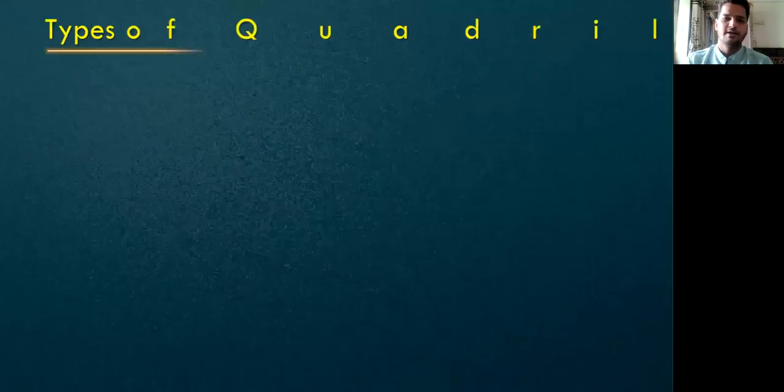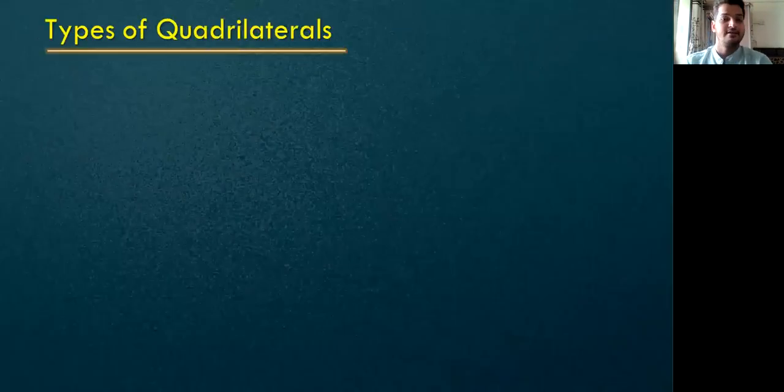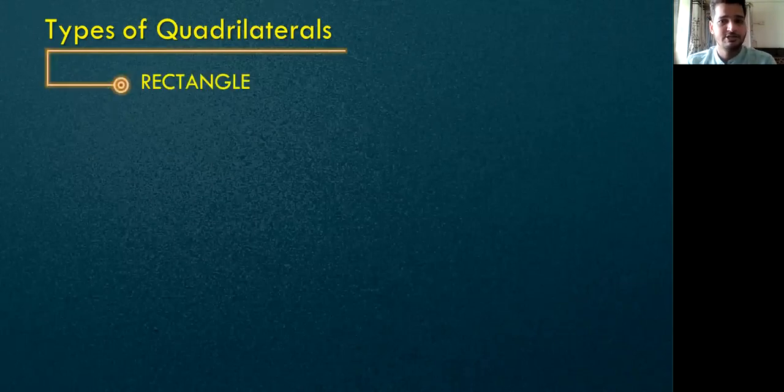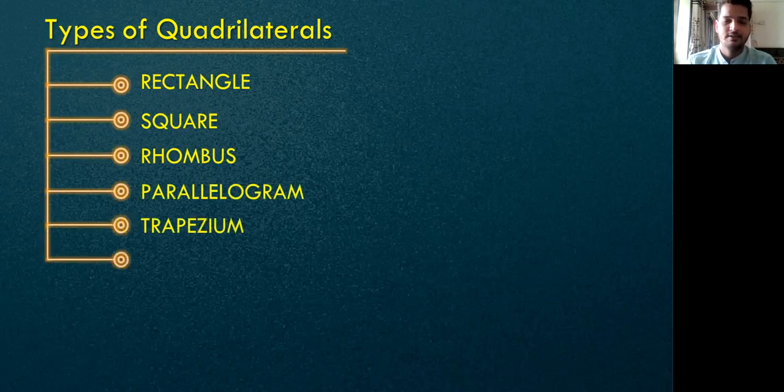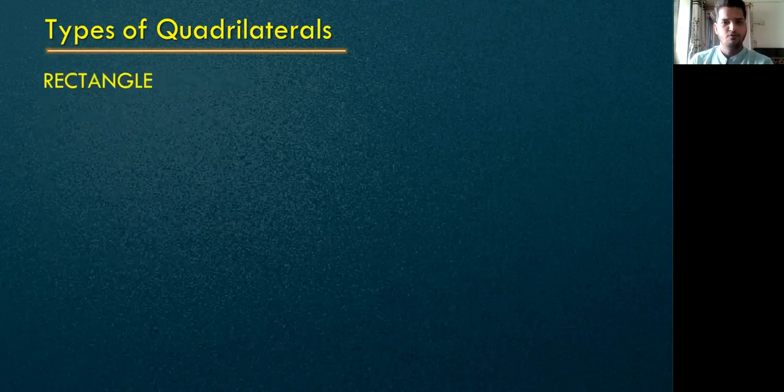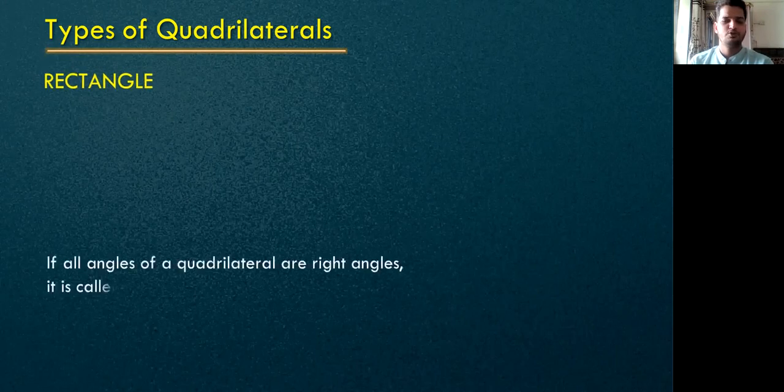Now let us move ahead with the next concept, very interesting, that is the types of quadrilateral. There are basically 6 types: rectangle, square, rhombus, parallelogram, trapezium, and a kite. These 6 are types of quadrilateral. So we are going to focus on the word rectangle first. Now, which quadrilateral can be called a rectangle? Let us see the definition first, students.